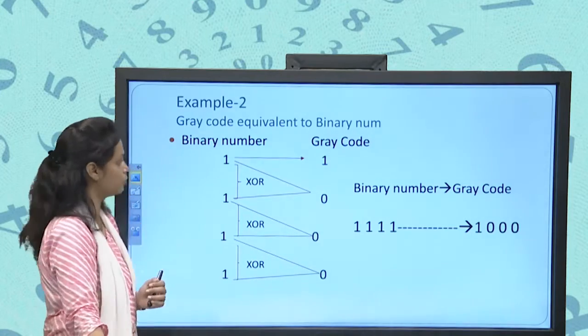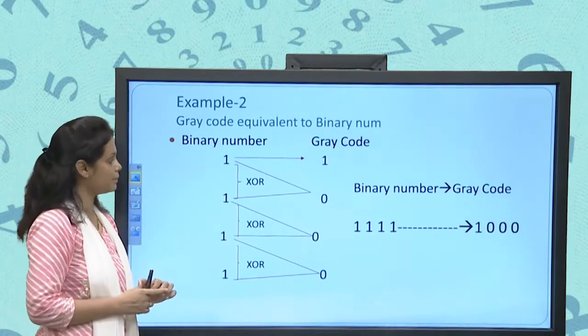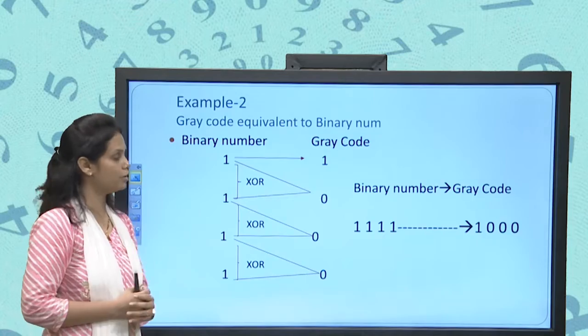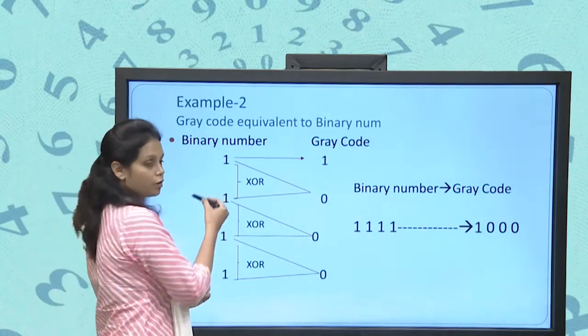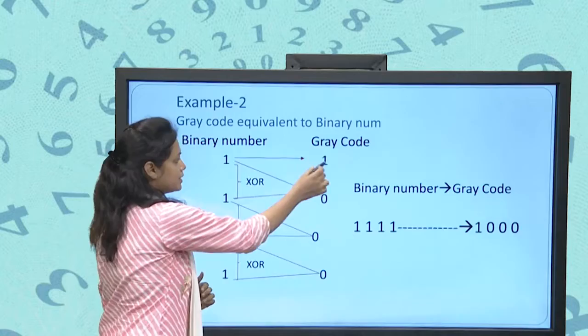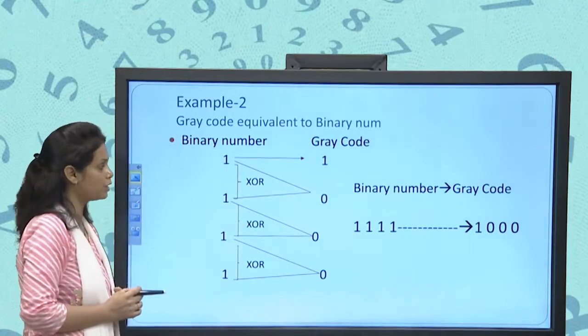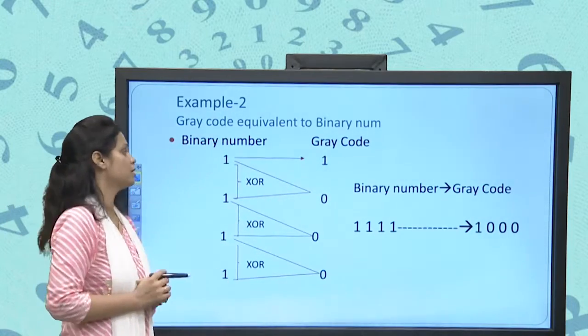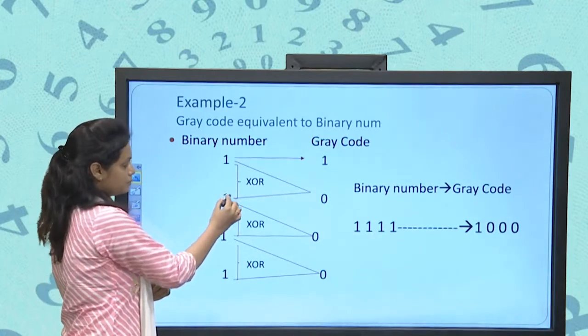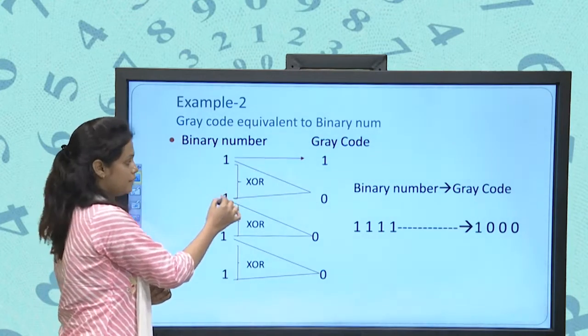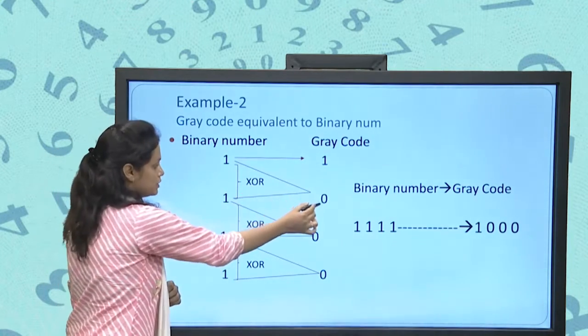We will see one more example. Suppose we have the binary number that is four 1s, and we want to convert this binary number to the gray code. So first, what will we do? We'll keep the first bit as it is, that is 1. Now we'll make the pair of each 2 bits, starting from the first bit. So we'll make the pair 1 1. These 2 bits are the same. So the output of the Xor is 0.